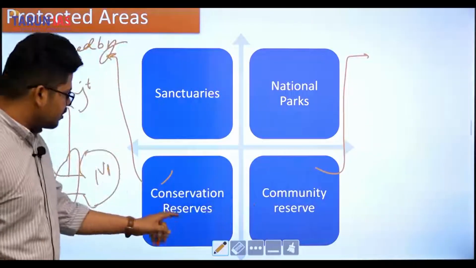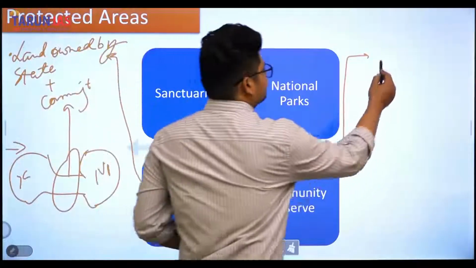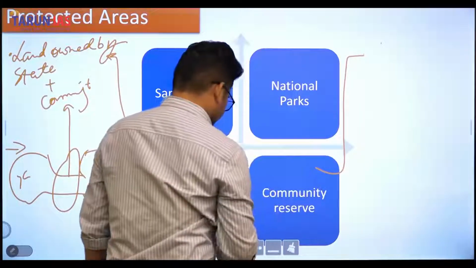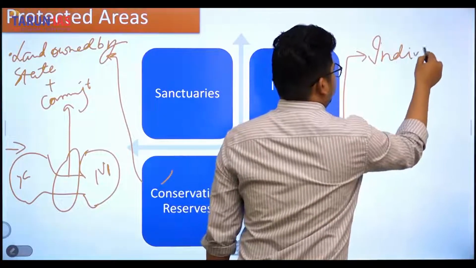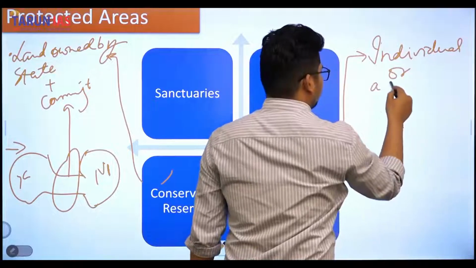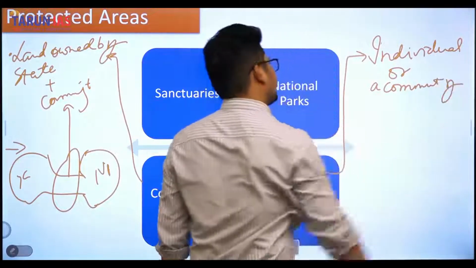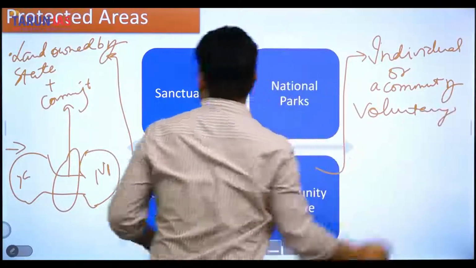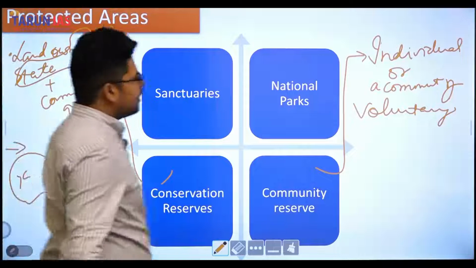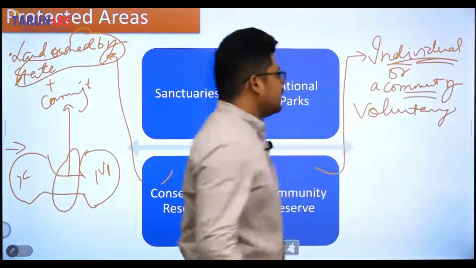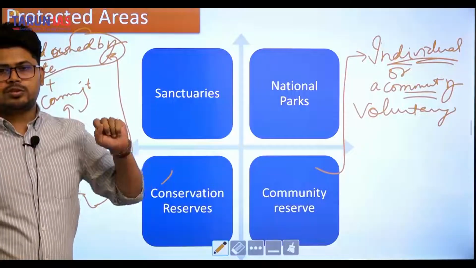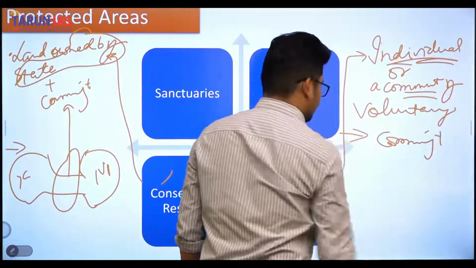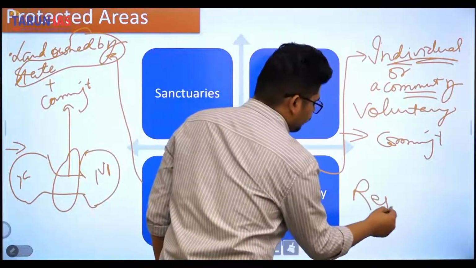Now, if that is conservation reserve, what is a community reserve? A community reserve is when an individual or a community voluntarily, here the land is owned by the state, but here the land is owned by either the individual or the community, and they voluntarily want to preserve the local ecosystem, then that area can also be declared a community reserve. Okay? But one condition, that it should not be a reserve forest.